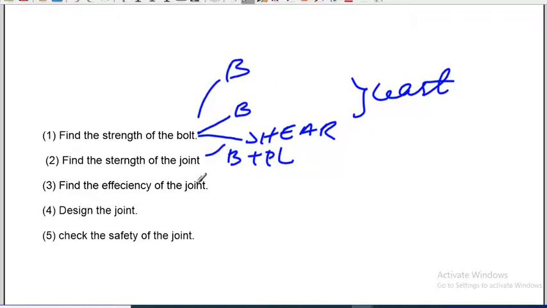Next is to find the efficiency of the joint, that you know very well. Efficiency, we have seen in the last class, is the strength of the joint divided by the strength of the solid plate.